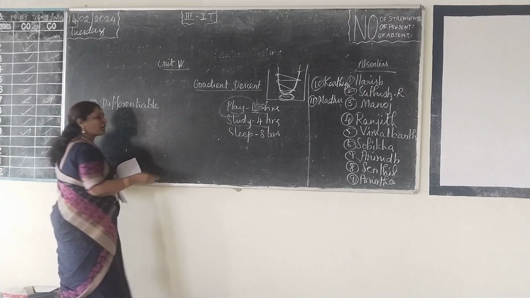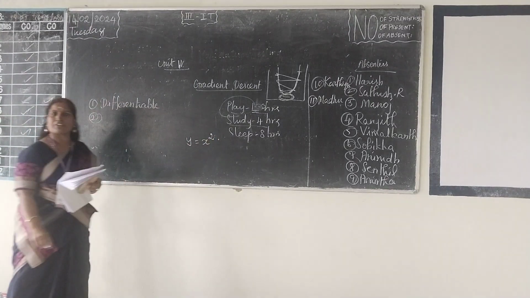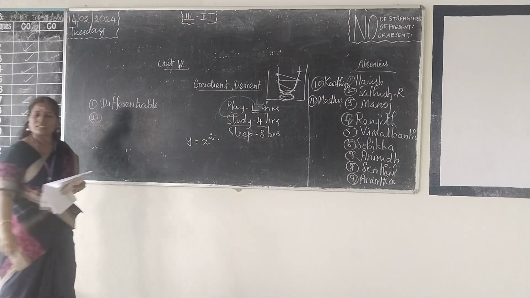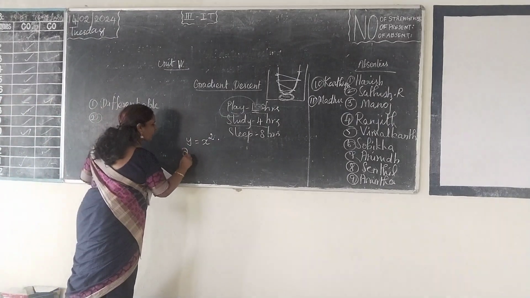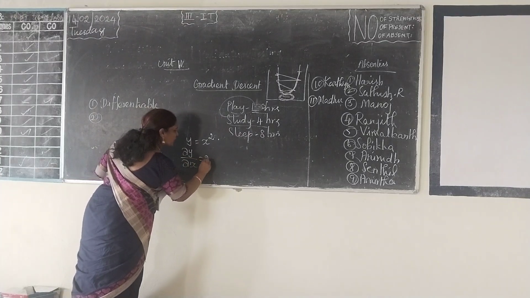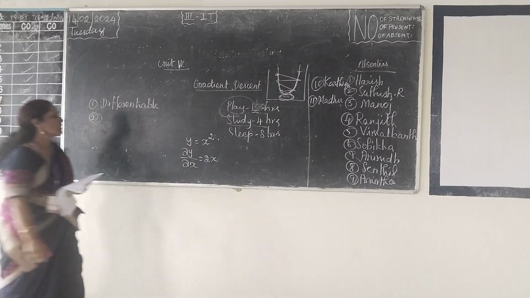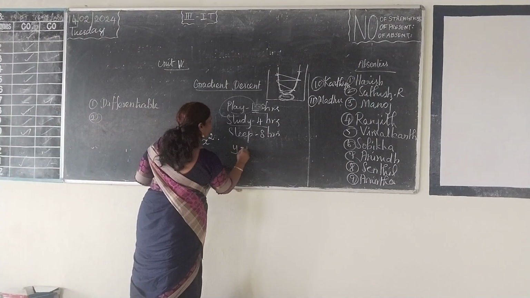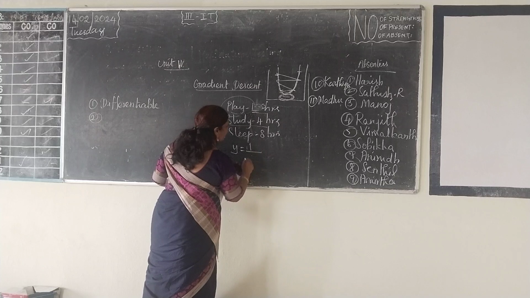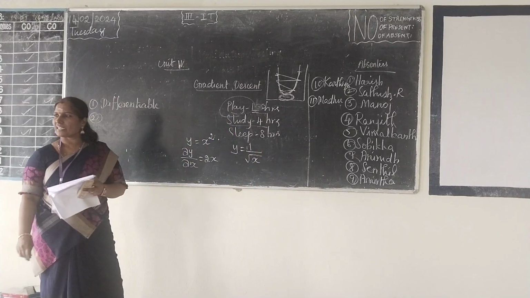Okay. So I give you one function like y is equal to x square. Will you be able to differentiate this? Yes. With respect to x, I will be able to differentiate this. dou y by dou x is equal to 2x. This is possible. Suppose I am giving another function like 1 by. Is it possible to be differentiated?